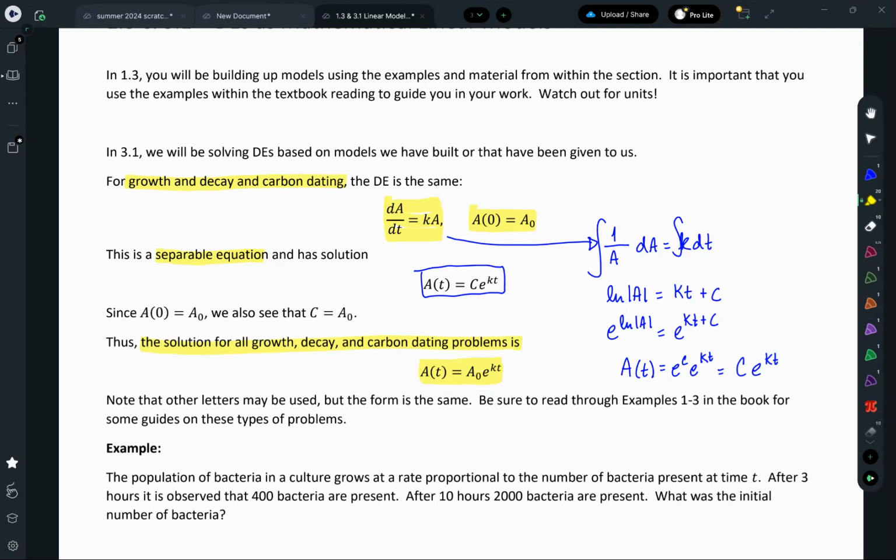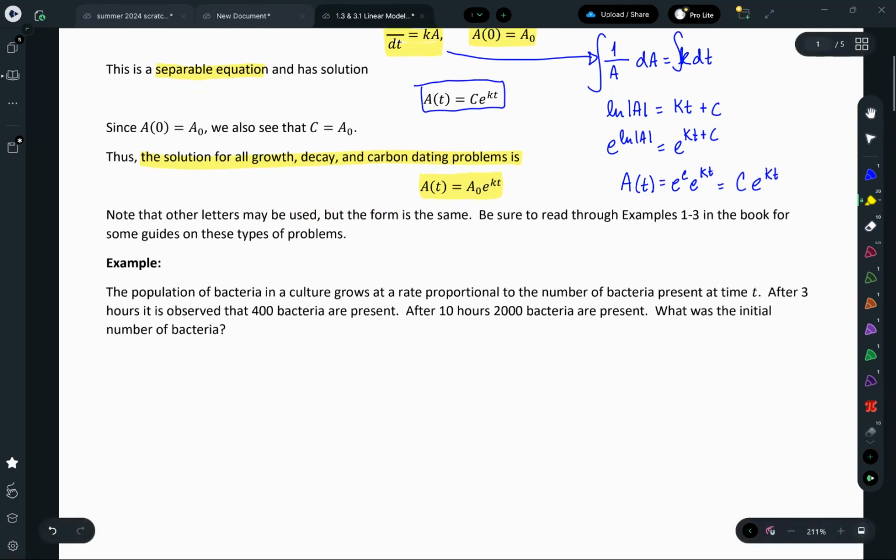Okay? Other letters might be used depending on the problem you're working with, sometimes depending on the book you're working with. Some books like to use P instead of A. P stands for population. Either one is fine. But be sure to read through examples 1 through 3 in the book. They're all covering different types of growth, decay, and carbon dating. We're going to do an example as well.